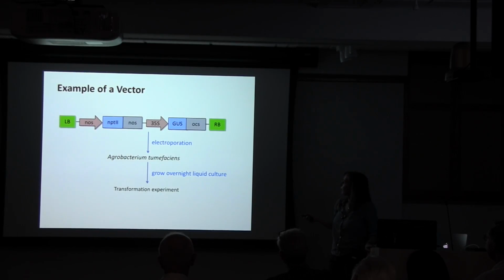This is another promoter that is a common one called 35S. You could put your gene of interest here. I've put GUS there because that's what we use for developing methods. We then electroporate that into agrobacterium. We grow an overnight culture, and we do a transformation experiment.